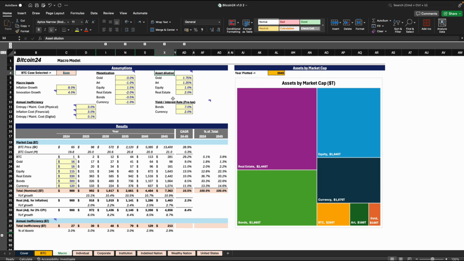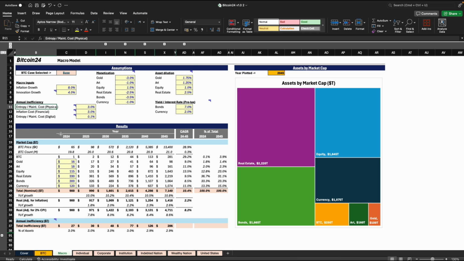Now, when we go to the asset dilution, which means how much each and every one of these assets will grow in terms of supply, we can take these more or less as factual because, for example, gold growing at 1.75% seems possible, and that has been the case for quite some time. Art at 1.25%, I'll accept that. Equity at 1%, real estate at 2%, all seems fair. But maybe because we have higher innovation growth, I would go for 2.5% real estate growth. But if that's the case, then maybe I'll demonetize real estate by 2.5% as well. So I'll go with that.